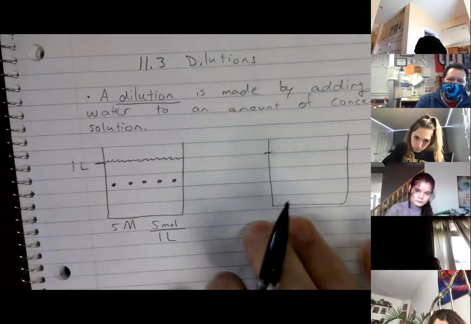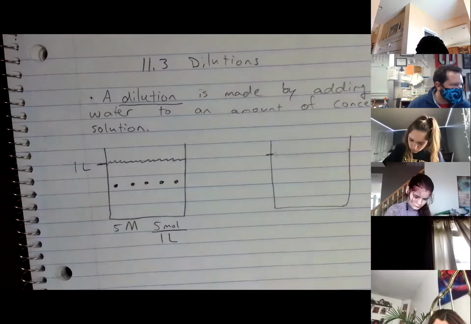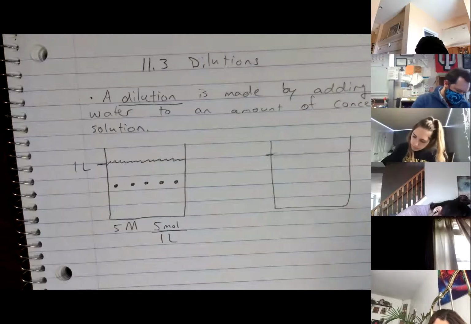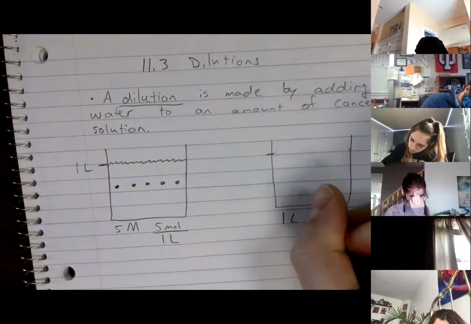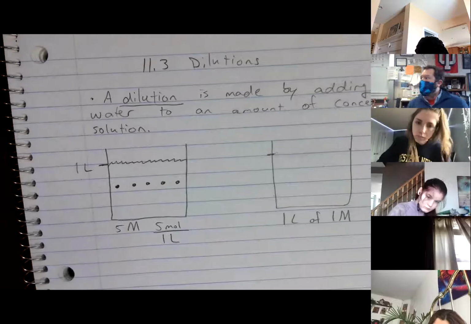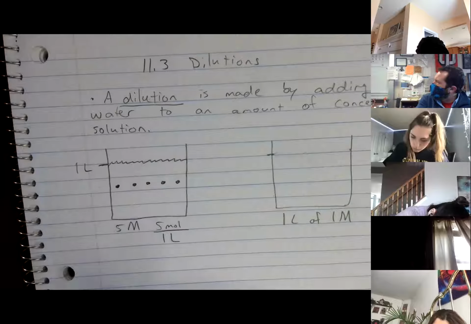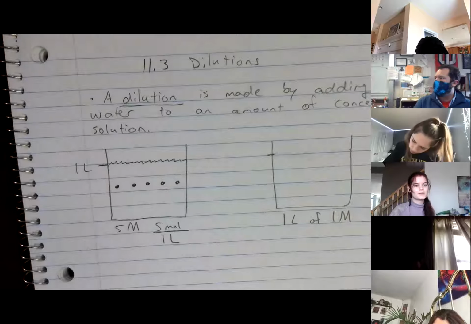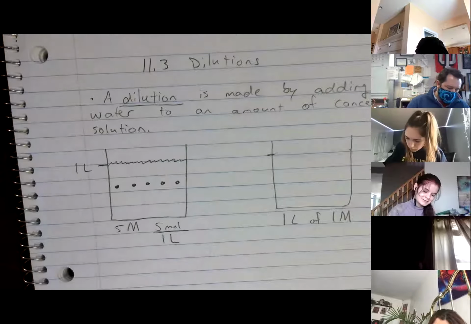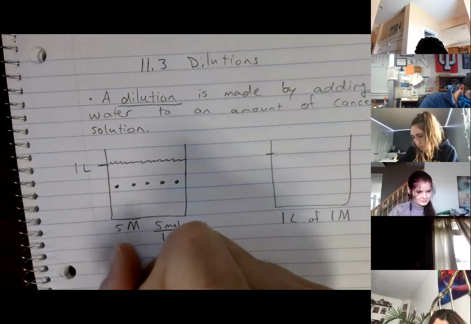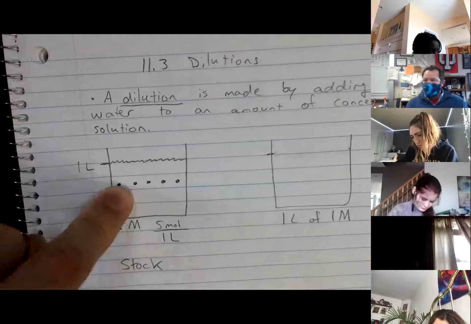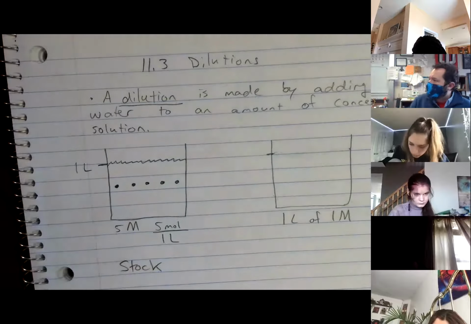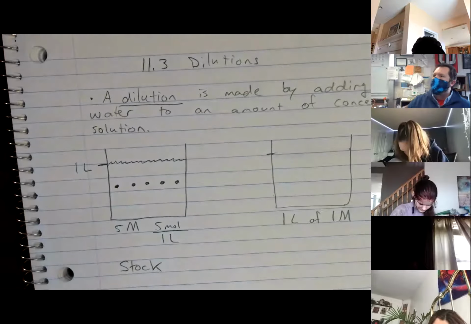Let's say in this beaker, should be empty. Let's say I want 1 liter of 1 molar solution. I have a 5 molar, 1 liter of a 5 molar solution, and I want 1 liter of a 1 molar solution. So first of all, we call this solution, we usually call it the stock solution. The stock solution is more concentrated. It's usually what you're going to start with, your stock solution.